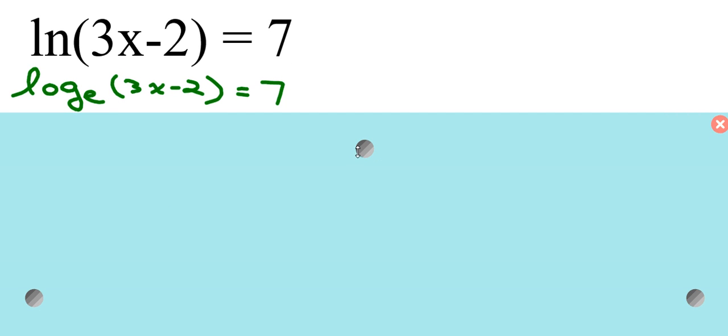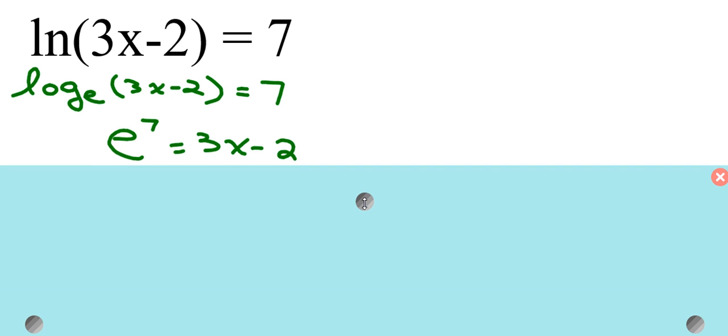Now we remember when we switched a log to an exponential that the bases are always the same, and so then we know to start the equation with an e, and we also notice that log answers are always the exponent. So that's 7, that's why we pop the 7 up there, because the answer to a log is always the exponent of the base of an exponential. And so then of course the 3x minus 2 go to the other side.